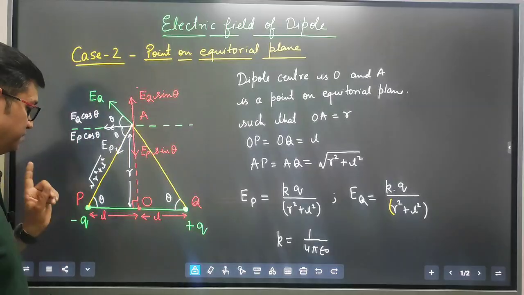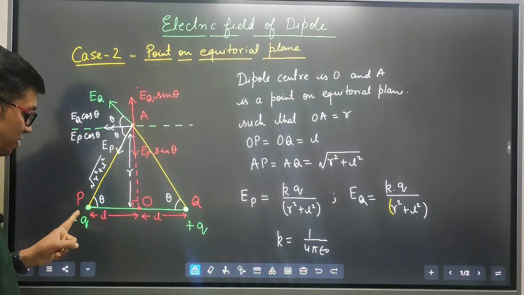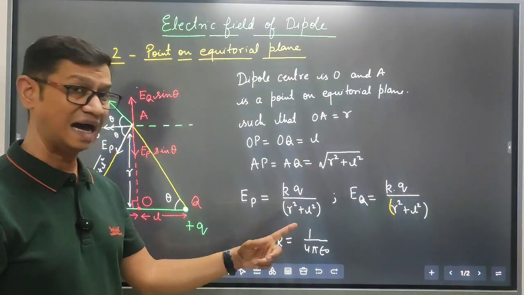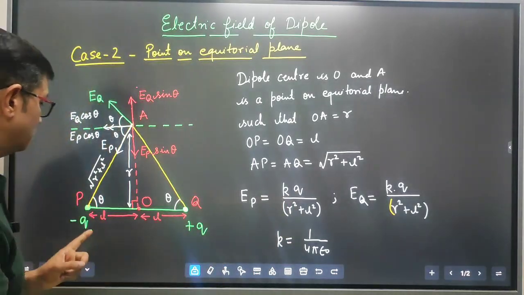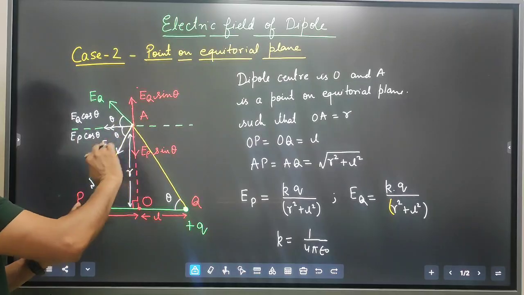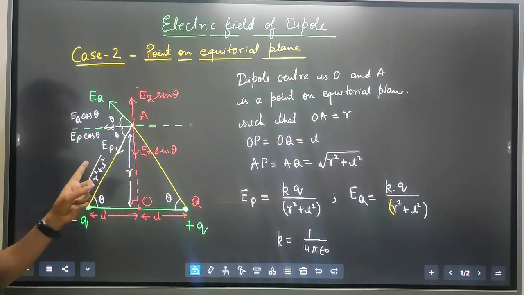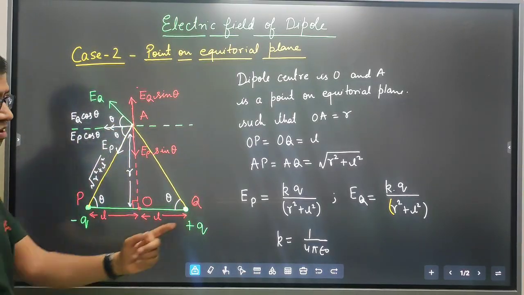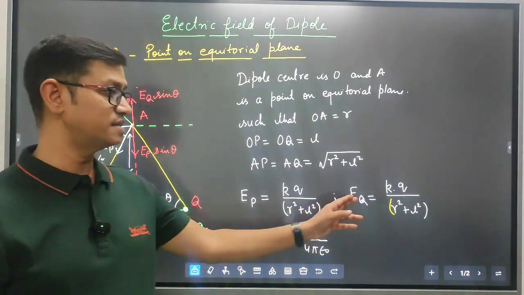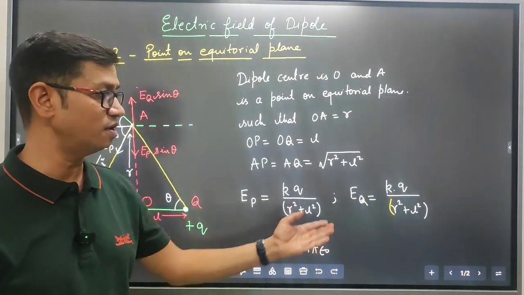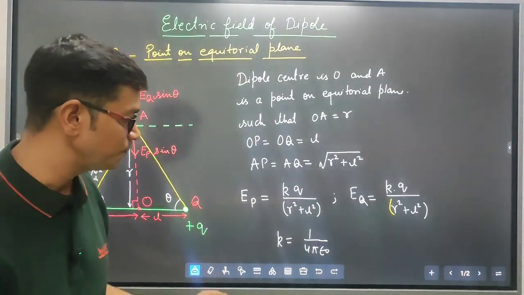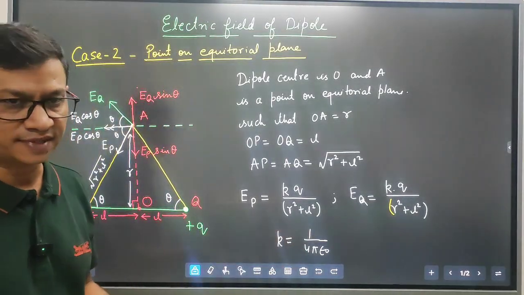Now EP, the electric field of this point charge, minus Q, will be KQ by r square. So r is the distance between the point charge and the point, which is square root of R square plus L square, whole squared. So this will be KQ by R square plus L square. Similarly, you can see the same value would be there for EQ also. In terms of value, there will be no difference. Same value. K is 1 upon 4 pi epsilon naught.